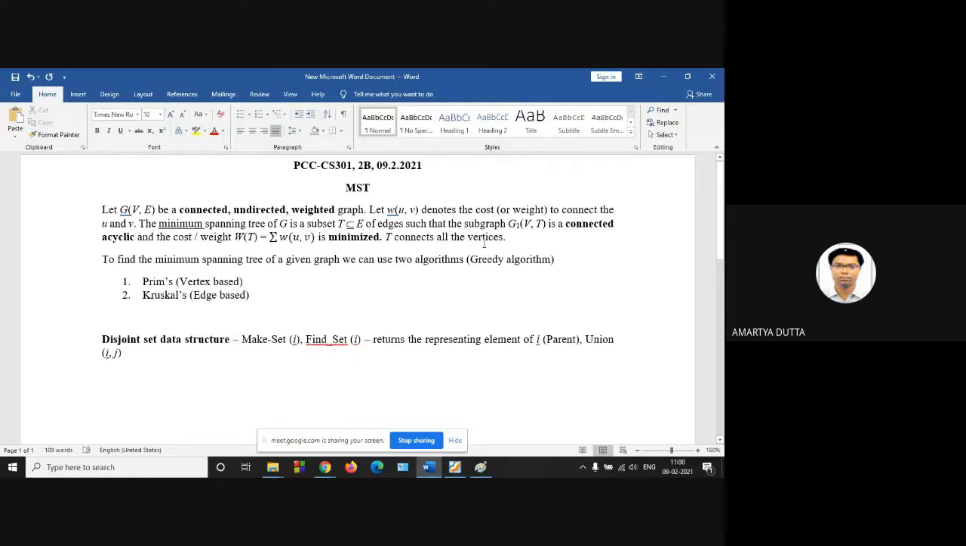So the main property of your spanning tree is that it is connected and acyclic. So we should avoid the cycle at every step of our computation. This is the main idea. At every step, we have to remove the cycle. That's why we have to apply the find set function that comes from the disjoint set data structure. Find set function, it actually returns the representing element of I.